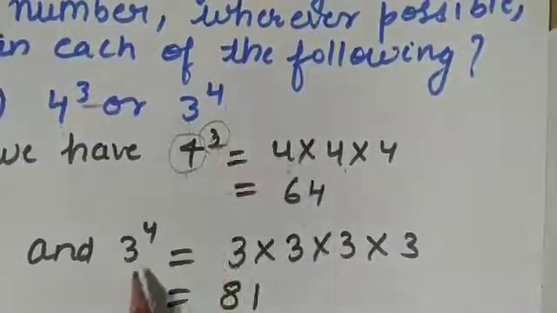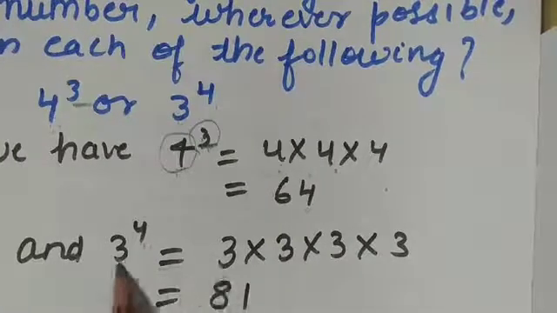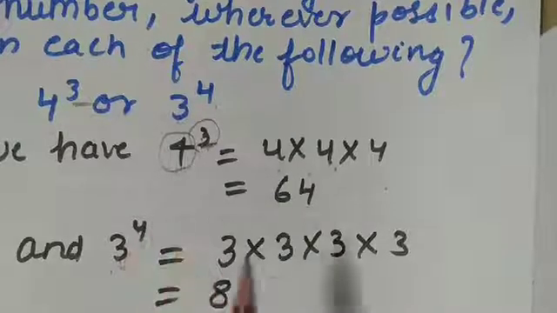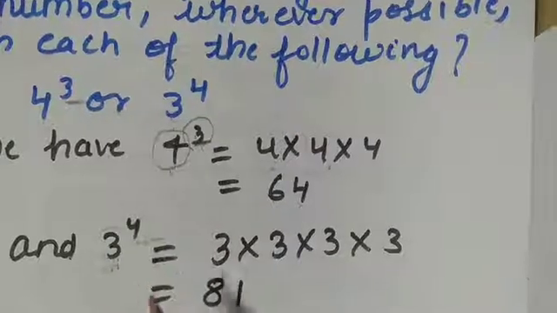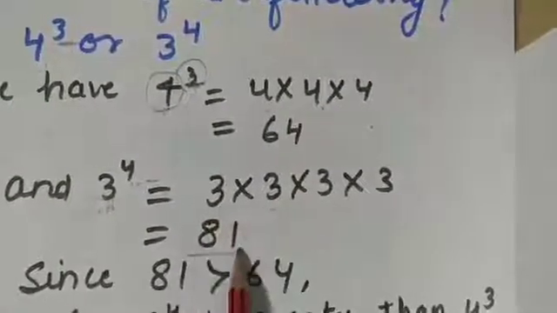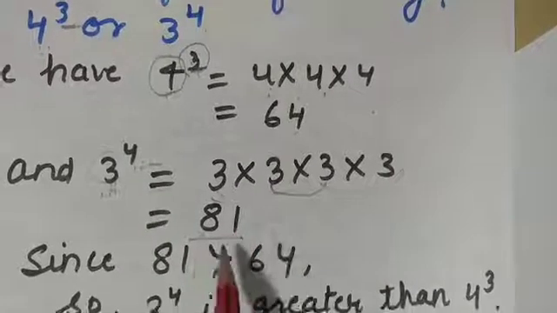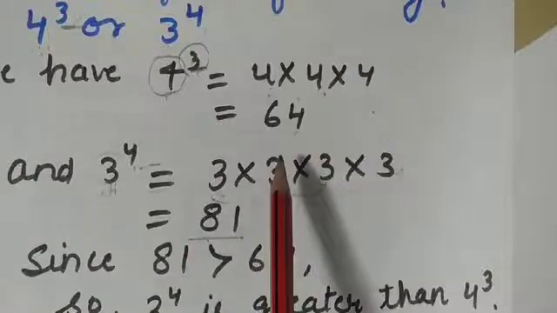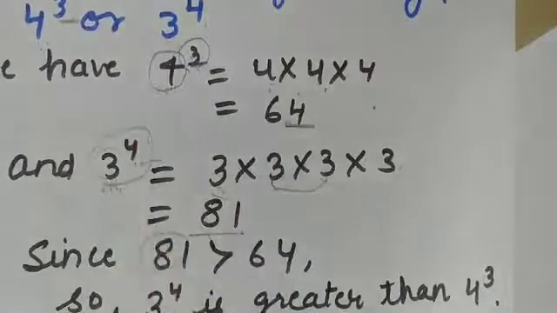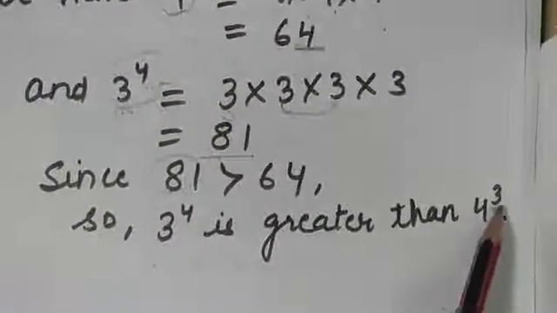Now come to the second number, 3 to the power 4. You can read it as 3 to the power 4 or 3 raised to the power 4. So 3 is being multiplied 4 times, and that will give you 81, because 3 times 3 is 9, 9 times 3 is 27, and 27 times 3 is 81. Here I can observe that 81 is greater than 64. So 81 is 3 to the power 4. So 3 to the power 4 is greater than 4 to the power 3.